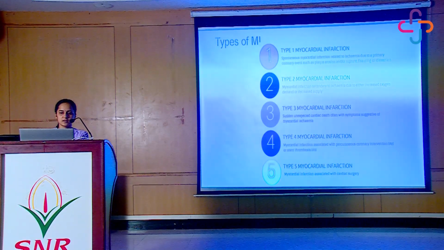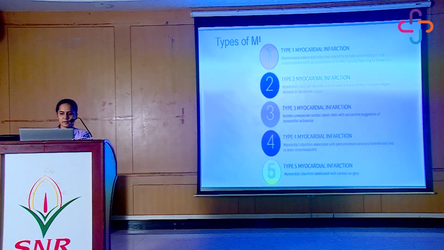So just a slide on the types of MI. Type 1 MI is a spontaneous myocardial infarction due to plaque erosion or plaque rupture, and type 2 MI is secondary to ischemia due to increased oxygen demand or decreased supply. Causes like anemia and sepsis are the causes for type 2 MI. So this patient probably had a type 2 MI.